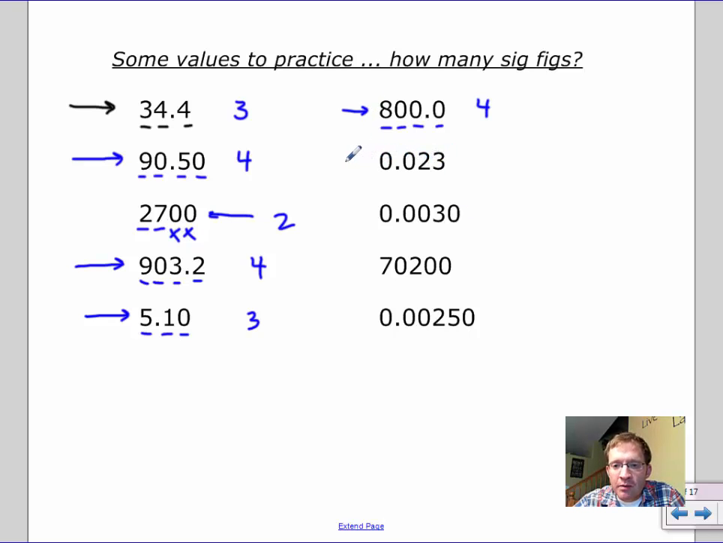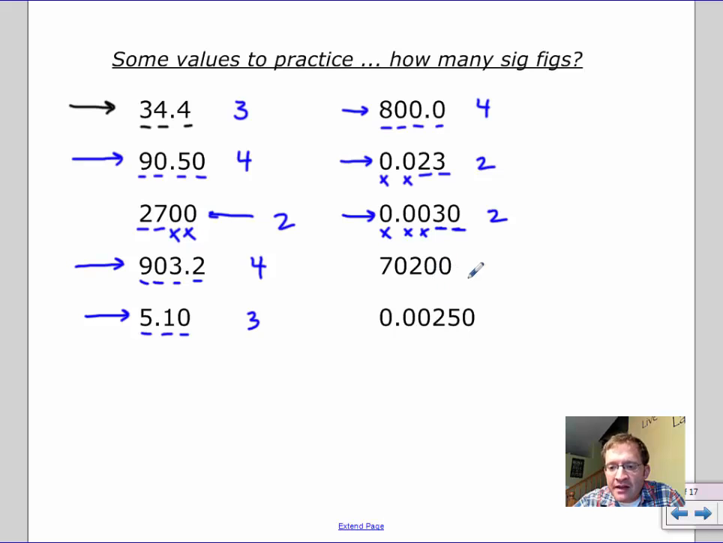0.023, the decimal point is present, so I start from the Pacific side, the left, with the first non-zero. So we don't count the 0 here, we don't count the 0 here. We're going to count the 2 and the 3, 2 significant figures. Similarly on the next example, starting from the Pacific left side, I don't count the zeros. Until I hit that first non-zero, I don't count anything. So these last 2 digits do count, 2 significant figures.